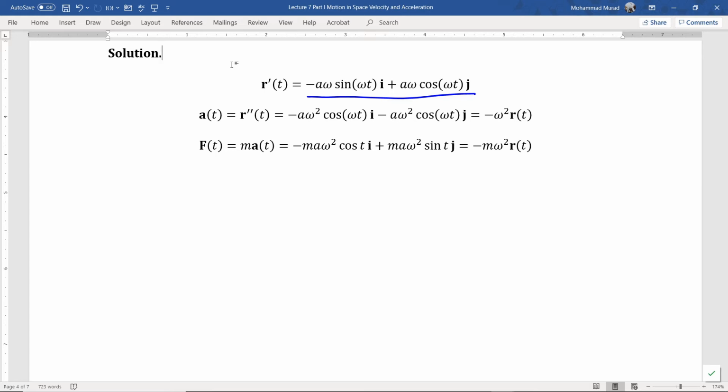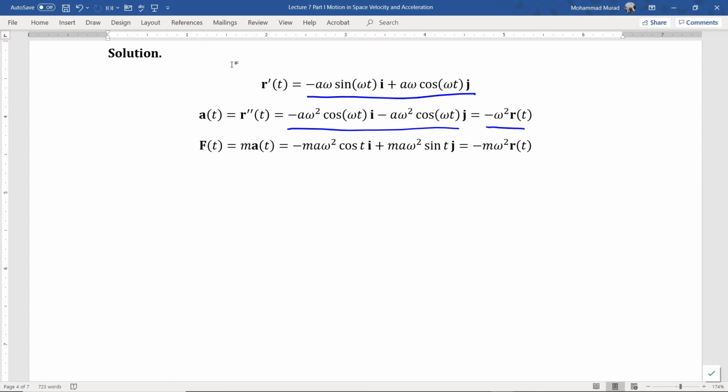And if we differentiate this vector again with respect to time, we obtain the acceleration vector, whose components are shown here. It can also be written by factoring out omega squared. So the acceleration becomes negative omega squared times the position vector.